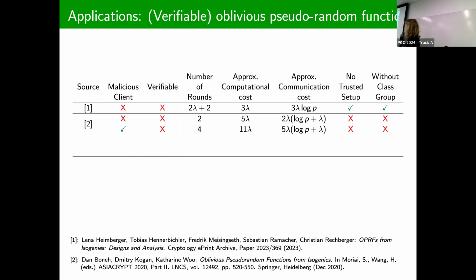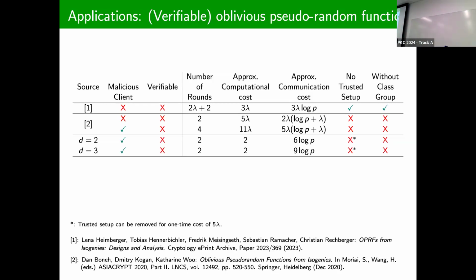But the second one has come up with a version for malicious clients, but then it increases the number of rounds to 4, and it even increases the cost further. So in comparison, our OPRF for 2 different degrees has a malicious client basically for free. The protocol is round optimal, has very, very low computation costs, not scaling with lambda, and also very low communication costs, also not scaling with lambda.